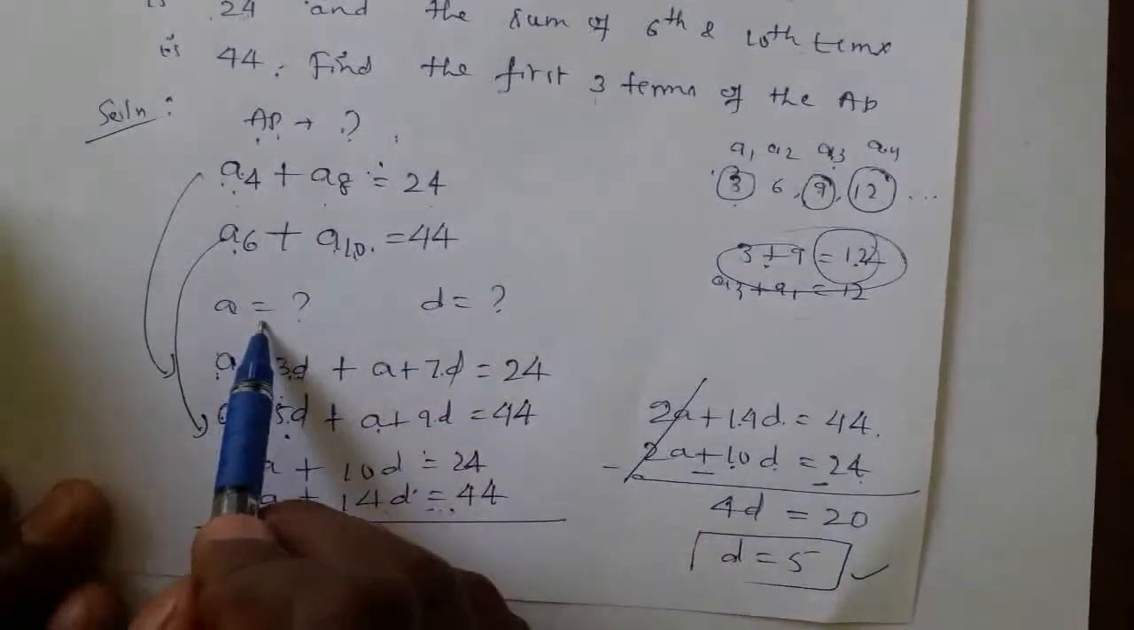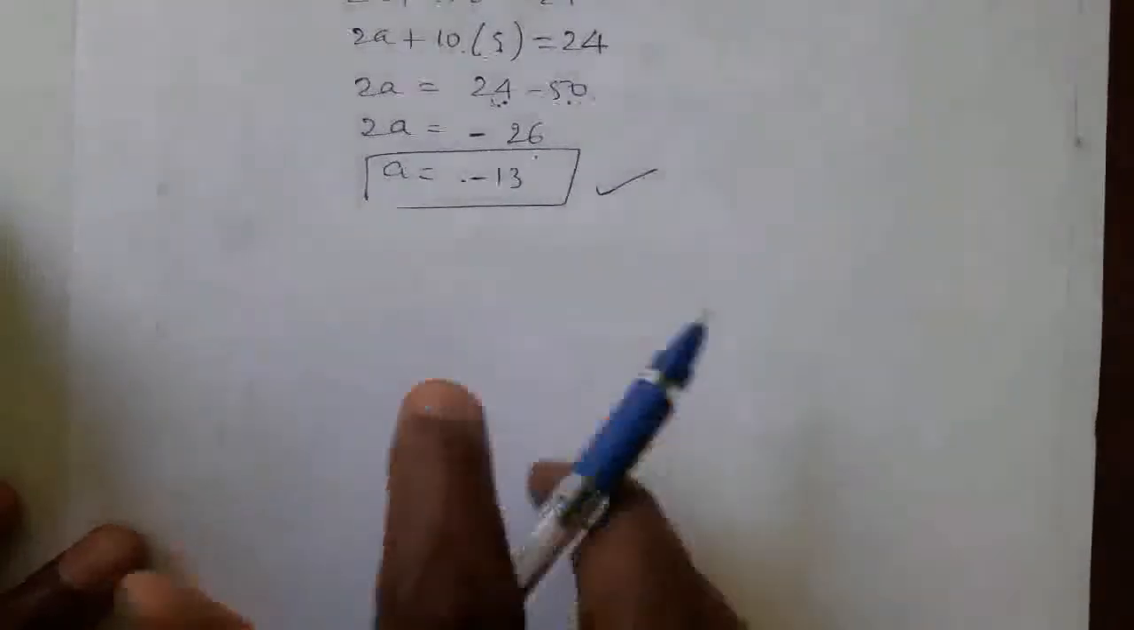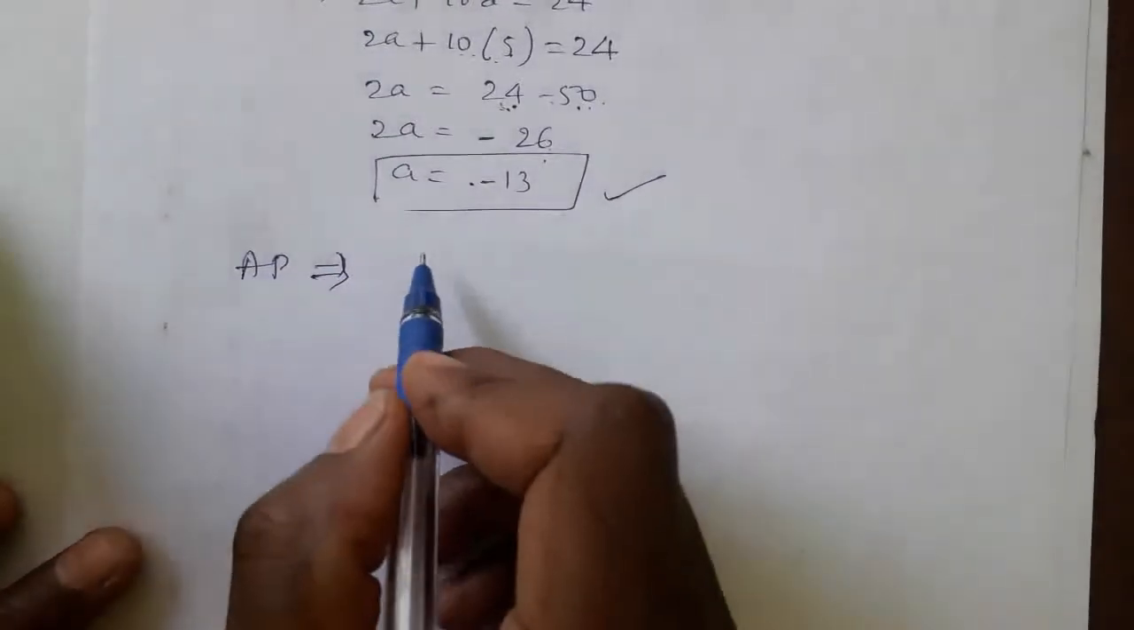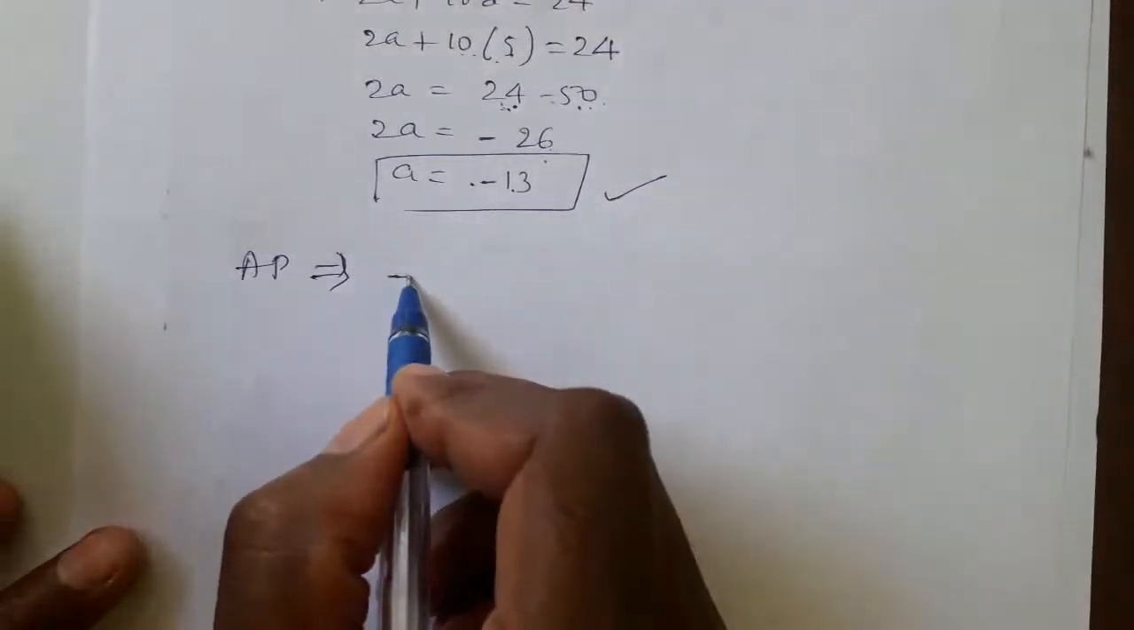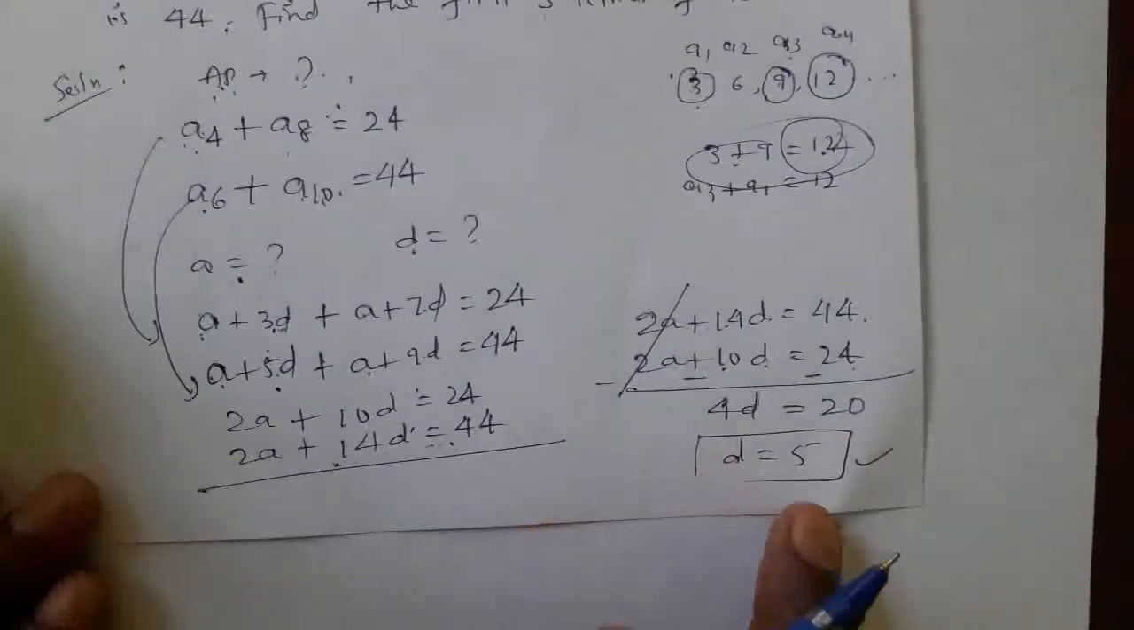Once this A value and D value are finished, how to get the AP? AP is simple. AP means what? Start from the first term and increase by the differences. What is the first term? Minus 13. It is already known. What is the second term? To get the second term, what do you have to do? The difference you have to add. So 5 you have to add.